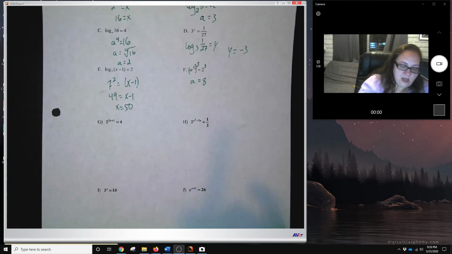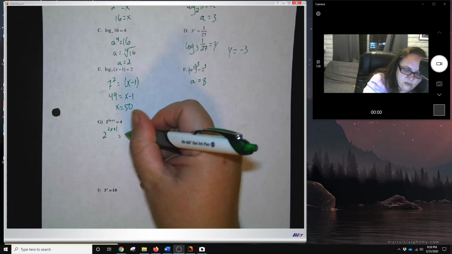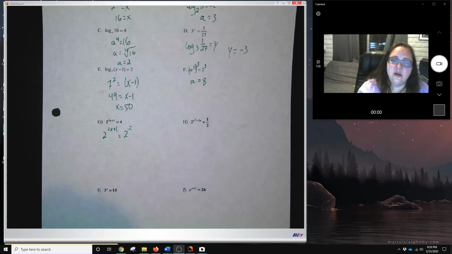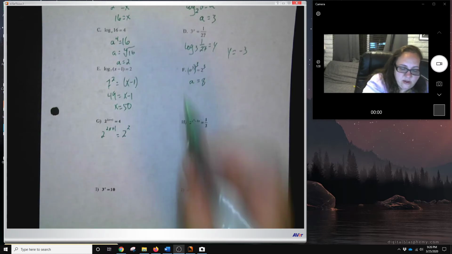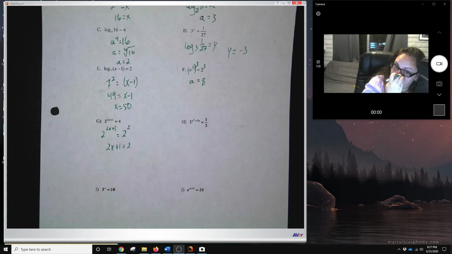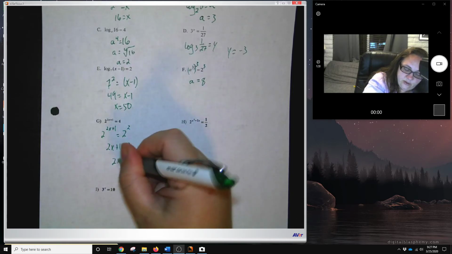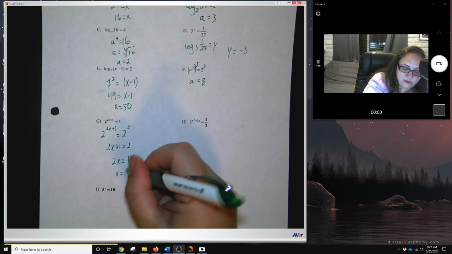Okay, here I would say 2 to the 2x plus 1 equals 2 to the 2. Or you could have said log base 2 of 4 equals 2x plus 1. Either way, your next step is going to get you to 2x plus 1 equals 2. 2x equals 1. When I subtract the 1, x equals 1/2.